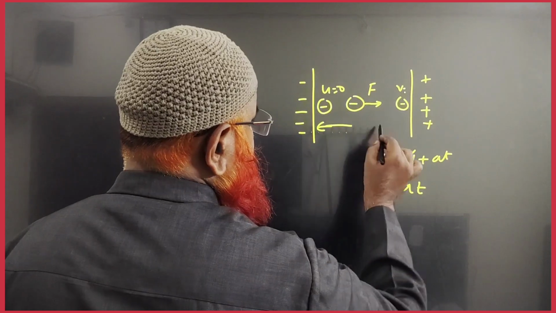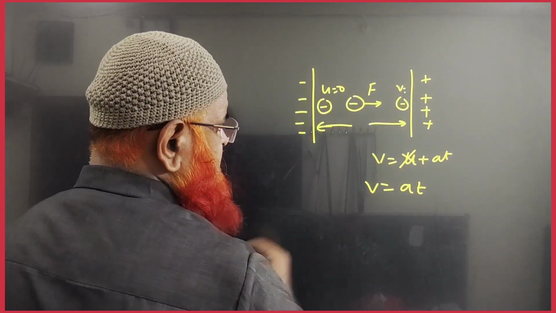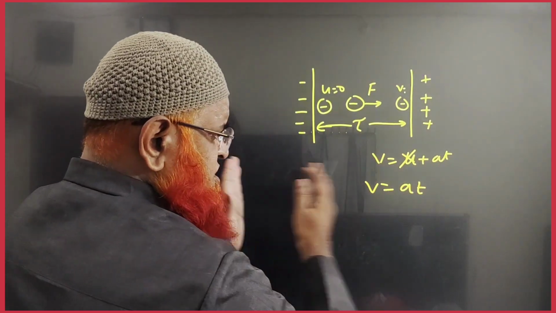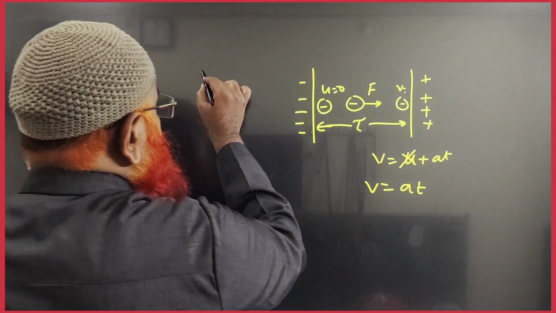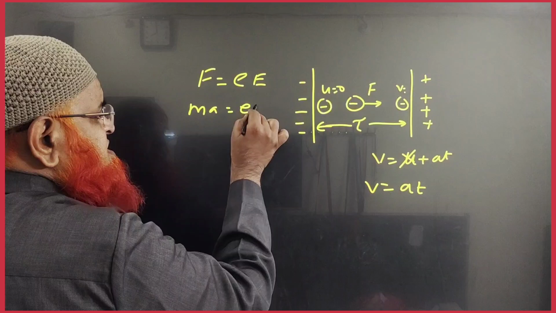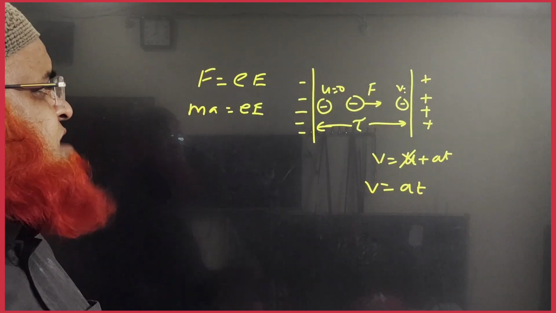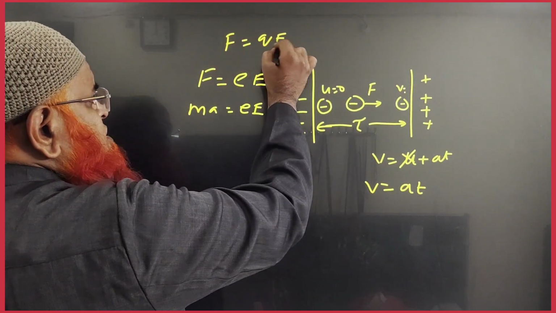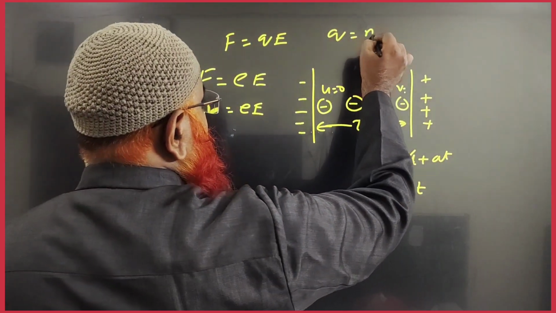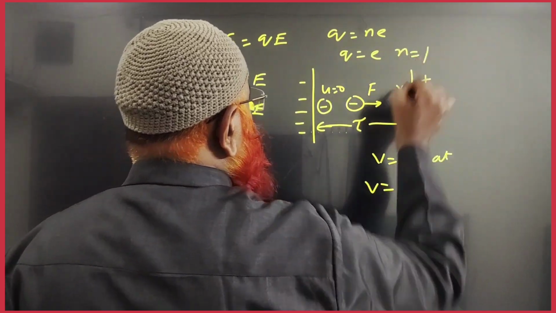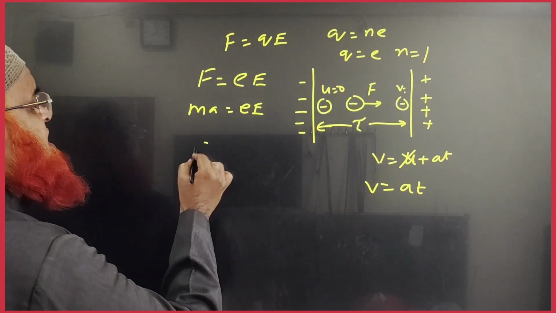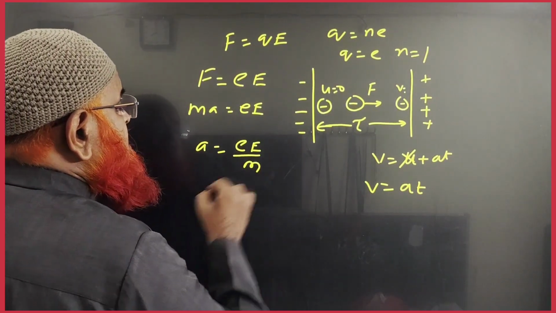So this is going to be the distance traveled, and the time taken to travel from here to here is said to be tau, which is taken as the relaxation time between the two collisions. I told you that the force F acting on the electron is e into capital E, where force can be taken as M A, which is equal to e into capital E. Because force is given by Q into E according to electrostatics, but charge on a single electron can be taken as Q is equal to N into e, which is Q is equal to e because N equals 1, since we are considering a single electron. Then acceleration is going to be e into capital E by M.